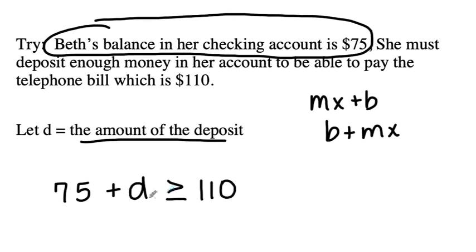And there we've turned what could have been an equation into an inequality. Because as long as she makes $110, she's good, but she could make more than that, okay? And still be able to pay her telephone bill. But if she makes less than that, she wouldn't have enough to pay her telephone bill. Okay? All right, hopefully that was a helpful video.